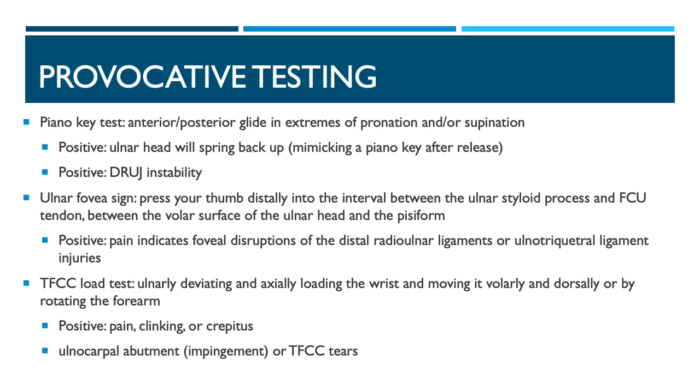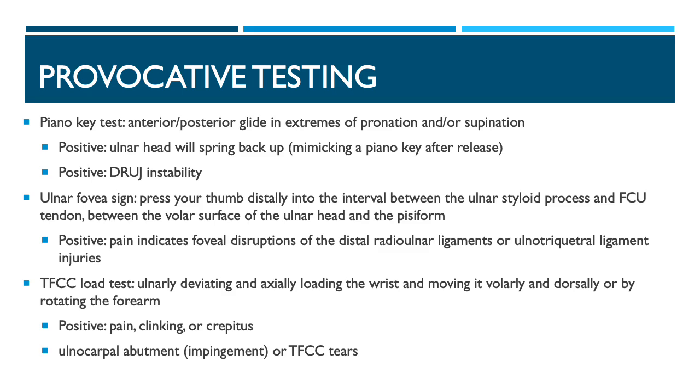There are quite a few provocative tests for this area. So we're going to start with the piano key test. This is an anterior and posterior glide in the extremes of pronation and supination. If the test is positive, the ulnar head looks like a piano key when it's been pushed down and then you release and it pops back up. So the ulnar head springs back up. That is indicative of DRUJ instability.